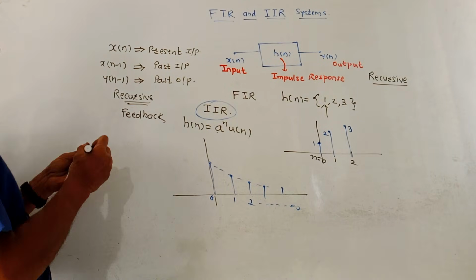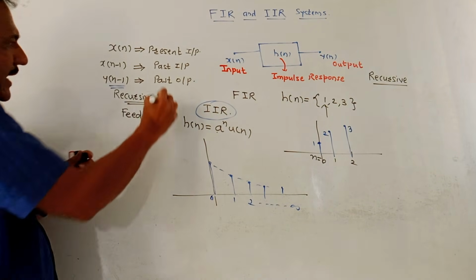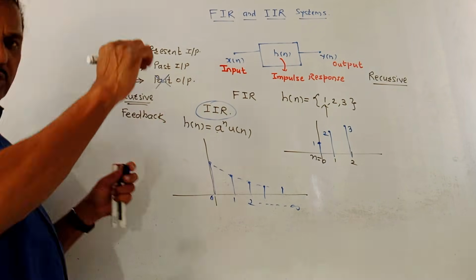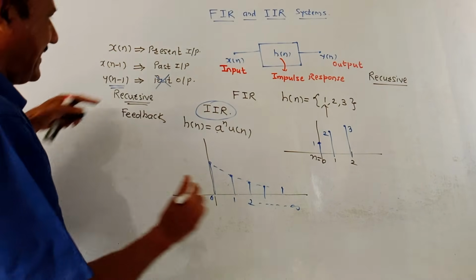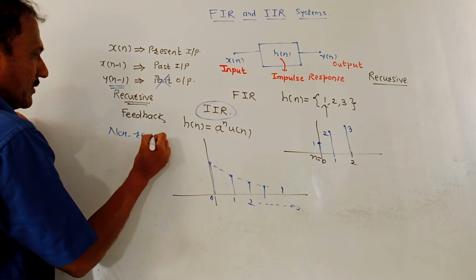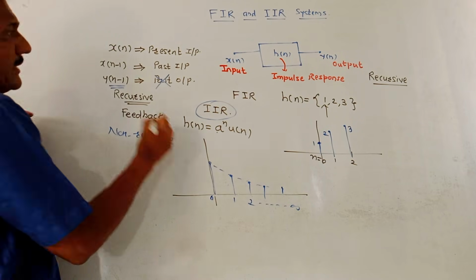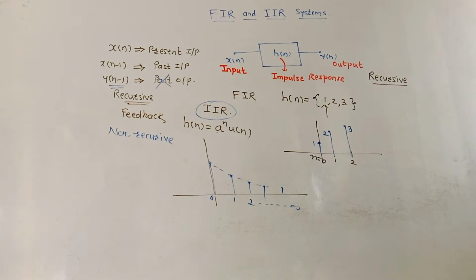Now, if terms like Y of n minus 1 or Y of n minus 2, any past output terms, are not present, only present and past input terms are there, then it is called a non-recursive system. So this is the basics of FIR and IIR systems.